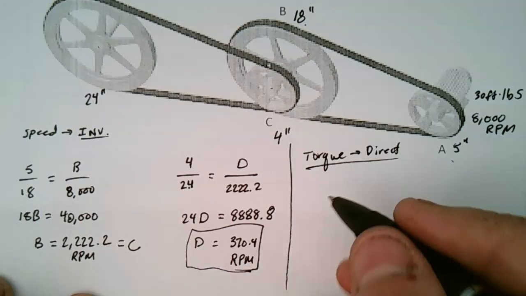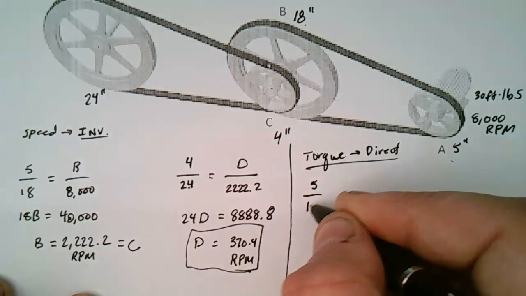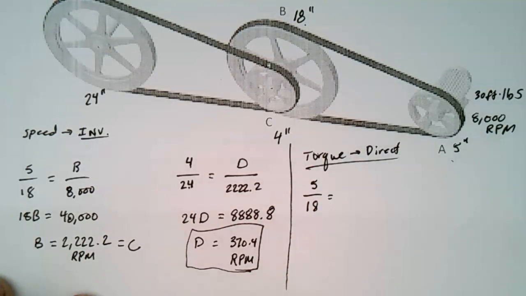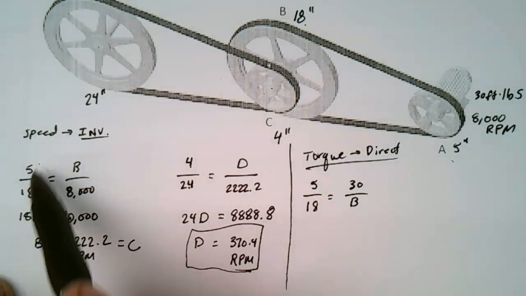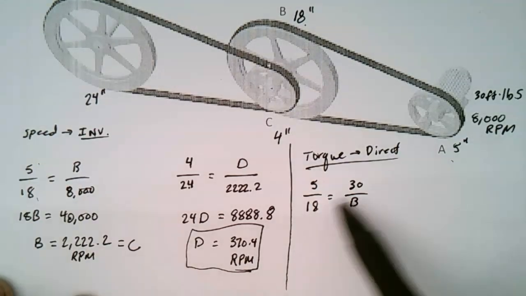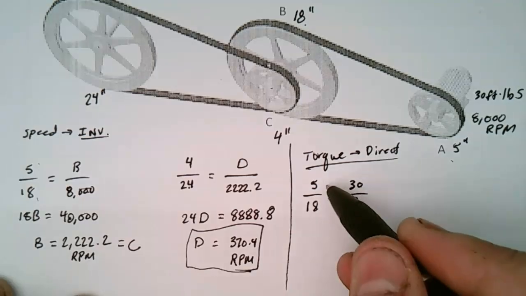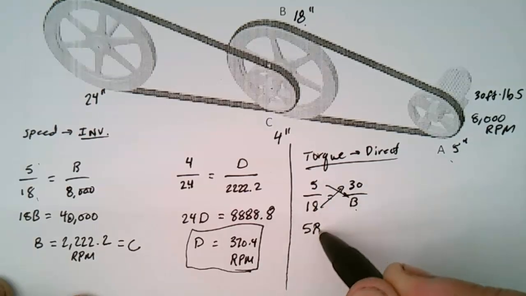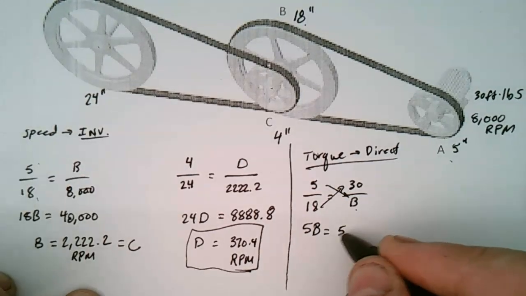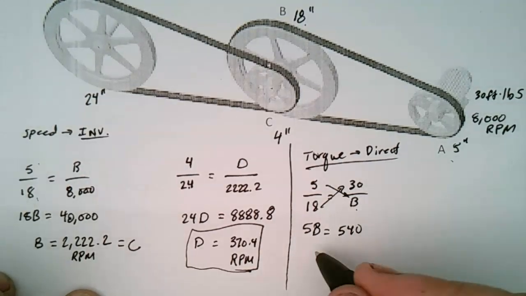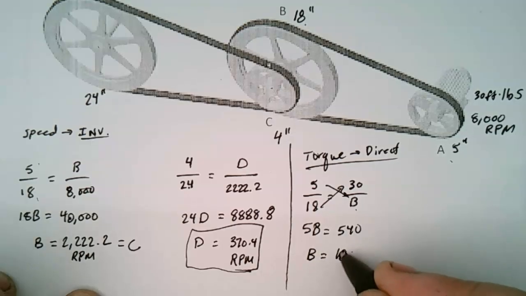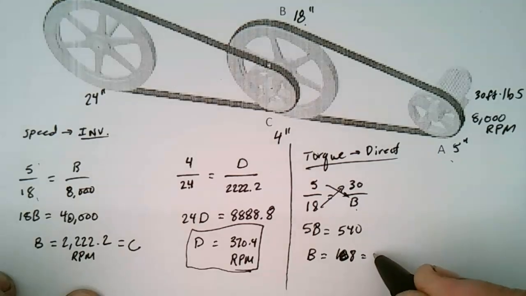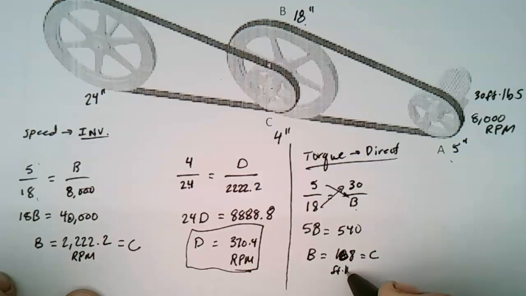So here goes. This time I'm going to say A over B equals A over B. So in this case, it's going to be 30 over B. My unknown will be on bottom this time. Cross multiply, I get 5B is equal to 540, which is 18 times 30. Divide by 5, and I get 108, which is also equal to C, and that's in foot-pounds if you're interested in units.